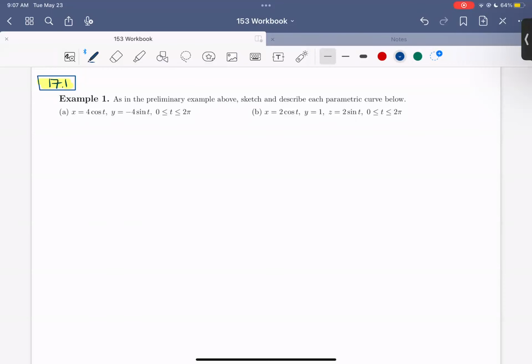In this video, we're going to continue our work in section 17.1 on parameterized curves. So let's look at example 1. Example 1 says, as in the preliminary example above, sketch and describe each parameterized curve below. We're given in part A, x equals 4 cosine t and y equals negative 4 sine t, where t goes from 0 to 2 pi.